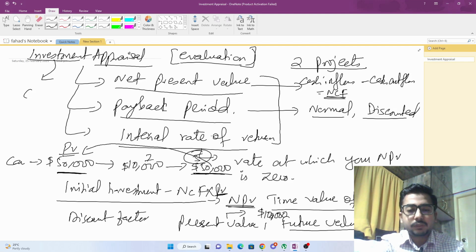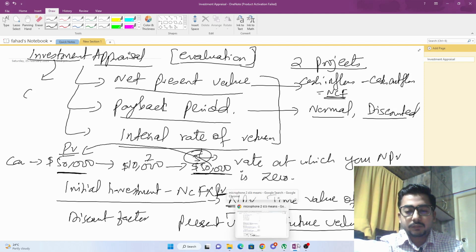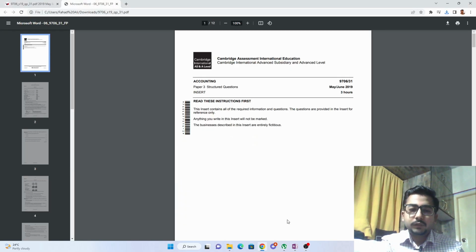This comes in the paper 3 examination question, and the examination question is very easy. So let's come to the examination question and see how things are. Okay, I've opened the question in front of you. It is the paper 3 structured questions, CI examination, May June 2019, paper 3 9706.